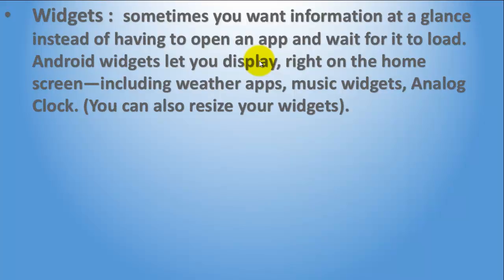So even a WhatsApp contact can be added as a widget in your home screen, or any other examples like weather apps, music widgets, analog clocks can also be used as widgets in your home screen. Not only can you use your widgets, but you can also resize them. Suppose I need a larger analog clock, yes, I can keep it there in the home screen. If you want to resize it to a smaller size, Android also has options for resizing the widgets to smaller sizes.